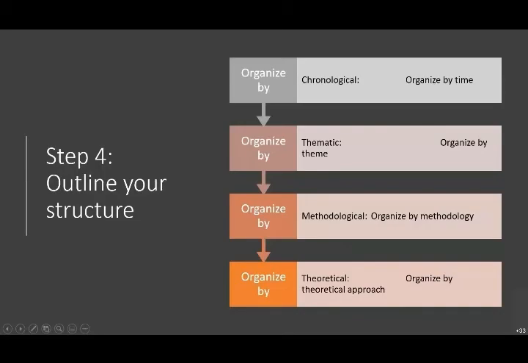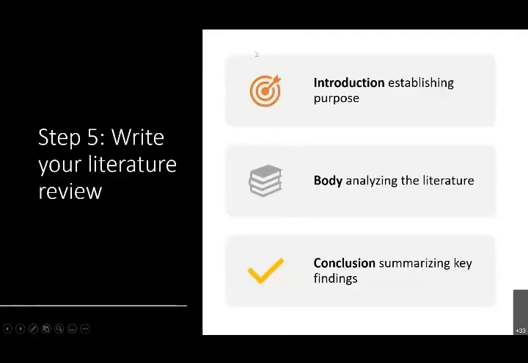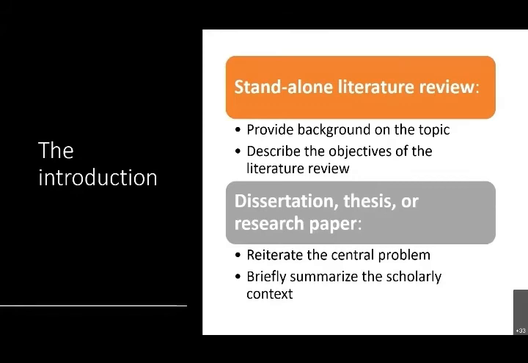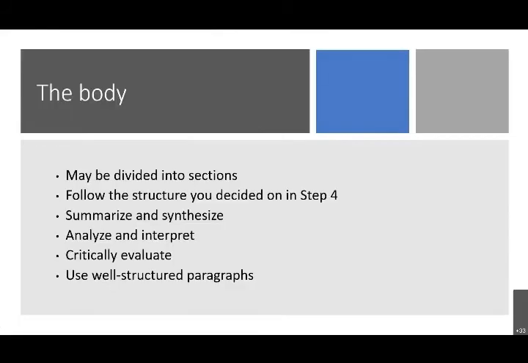What are the approaches? Then you go for step five. Then only you write the literature review. There are three parts: introduction, analyzing the literature as your body, and conclusion. What are your summarized key findings? This is the so-called synthesis, which I think the Prof mentioned. This one is nothing. The body, what you should include, and all of this. There is no right and wrong. There are no hard rules, just rules of thumb.